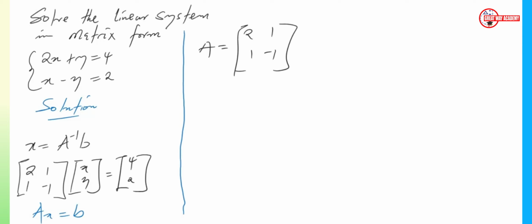To find the inverse of this, we should know that when we multiply negative 1 by 2 minus 1 by 1 and we get 0, it means the matrix is not invertible. But when we get, for instance, here negative 3, we multiply this times that and 1 by that. Since we are getting negative 3, it means the matrix is invertible.